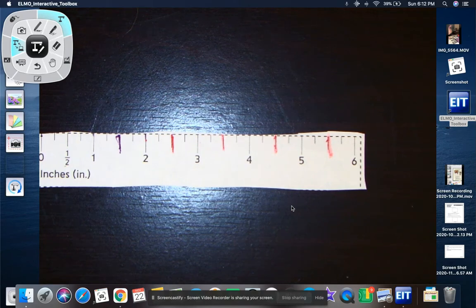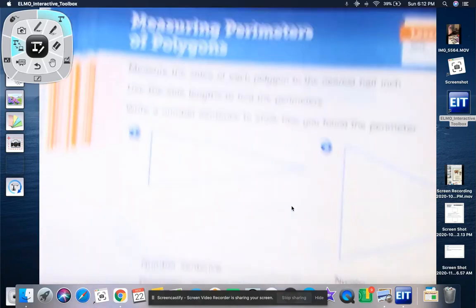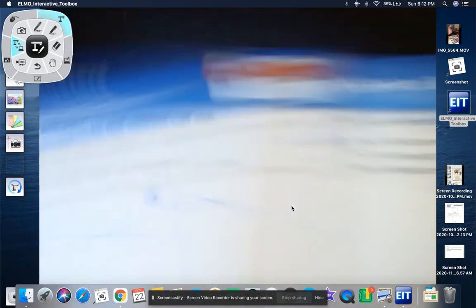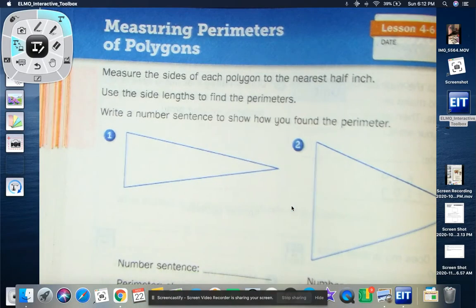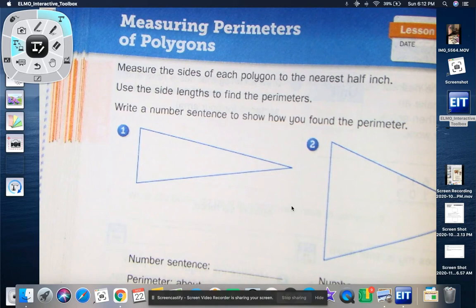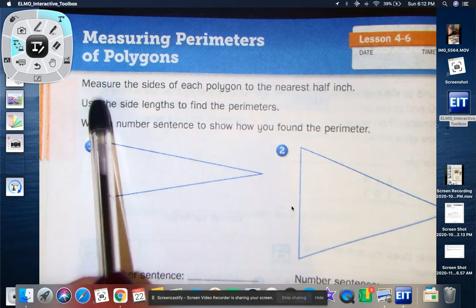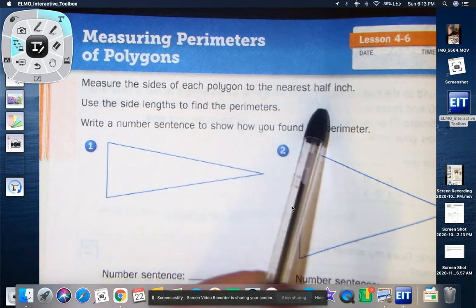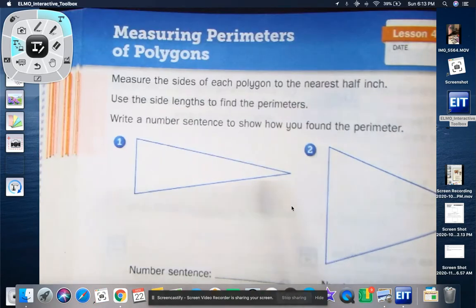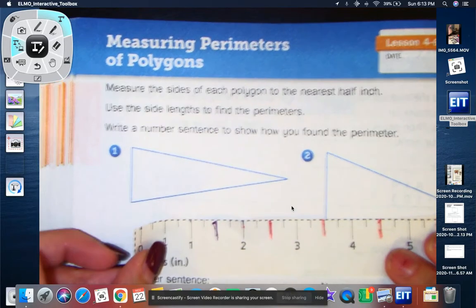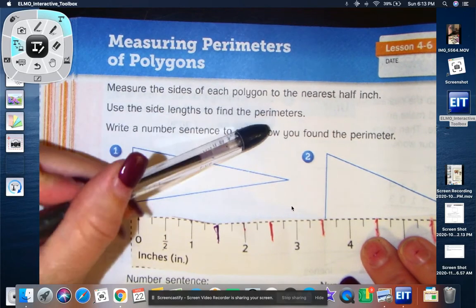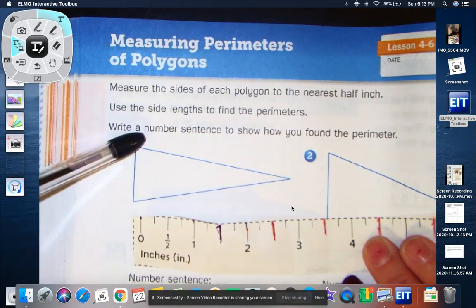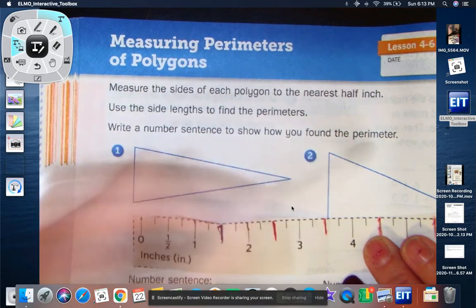Now that you have your ruler all marked up, you are going to turn into your math journal. So your math journal 1 to page 114. So this is page 114. And we are going to be measuring the sides of each polygon to the nearest ½ inch. So that is why I wanted you guys to make your rulers ½ inch marks so that you know. Then it says use the side lengths to find the perimeter. Remember, perimeter is going around. And then write a number sentence to show how you found the perimeter.